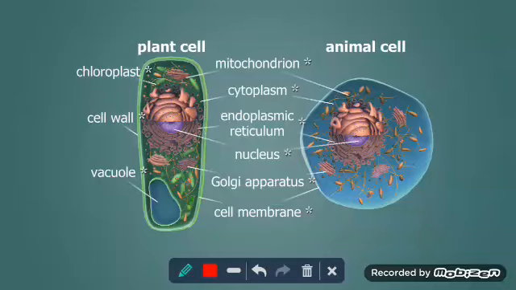So now, take note that every living thing is either classified under unicellular or multicellular organisms. When I say living things, I mean plants and animals. Unicellular organisms are organisms that consist of only one cell. Some examples are Paramecium, Euglena, Amoeba, and Chlamydomonas.